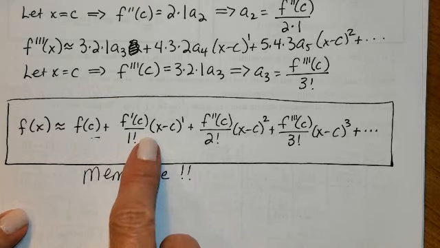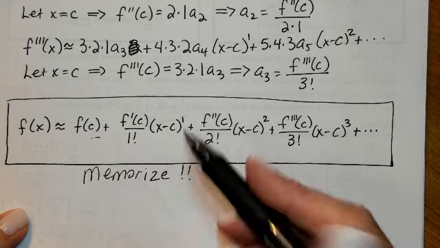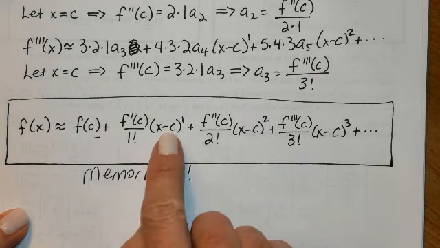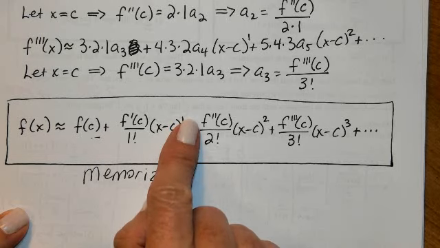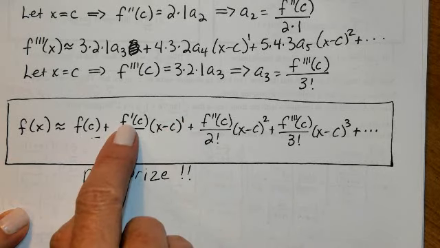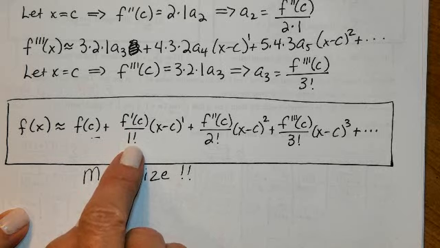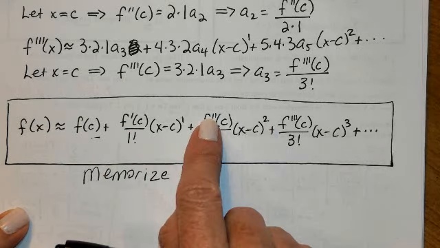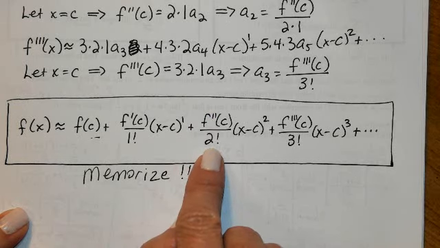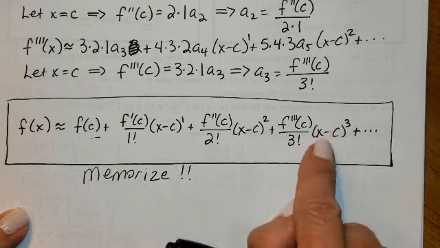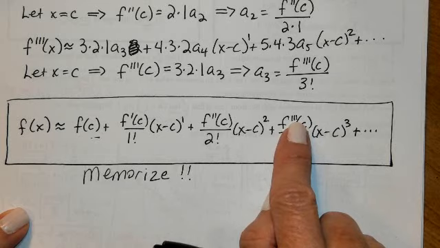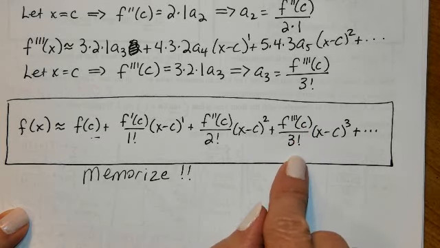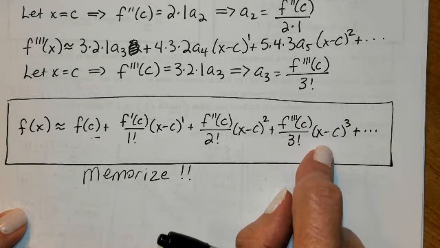The next term is the x to the first term. First derivative at c divided by 1 factorial. Next term is the x squared term. Second derivative of f at c divided by 2 factorial. For the x cubed term, it's the third derivative of f at c divided by 3 factorial. Gosh, this is an easy, easy pattern to see. Well, if only they were all that easy.